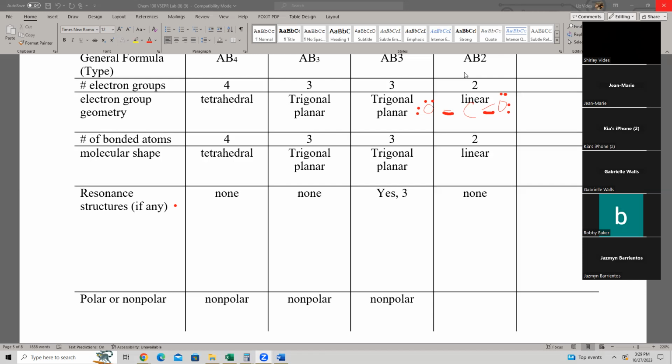Okay, all right. So you think it's polar. What were the criteria to be non-polar or polar? To be polar, this number, which I'm going to highlight right now, and this number have to be different. And they're not. So that means this is non-polar, right?